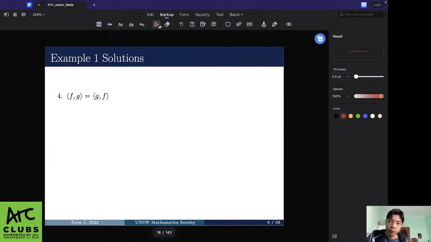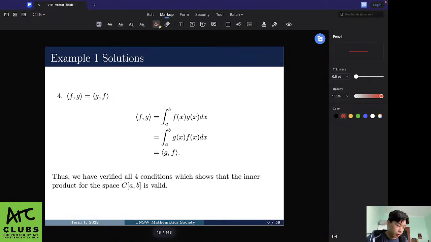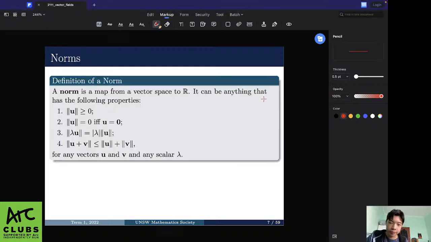Now, we can move on to our final condition, which is commutative properties. So, what we can do is we can easily see that the integral of f times g is equal to the integral of g times f, because multiplication is commutative as well. So what we've shown is that the inner product for f and g is the same as the inner product of g and f. So now that we've verified all four conditions, we've shown that the inner product for the space of continuous functions from a to b is valid.